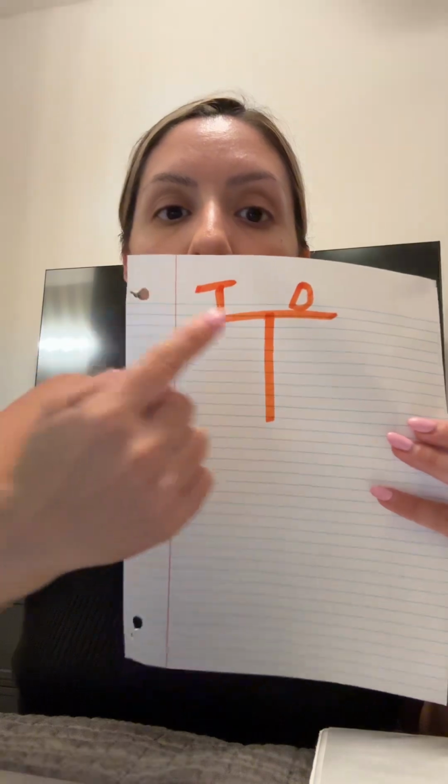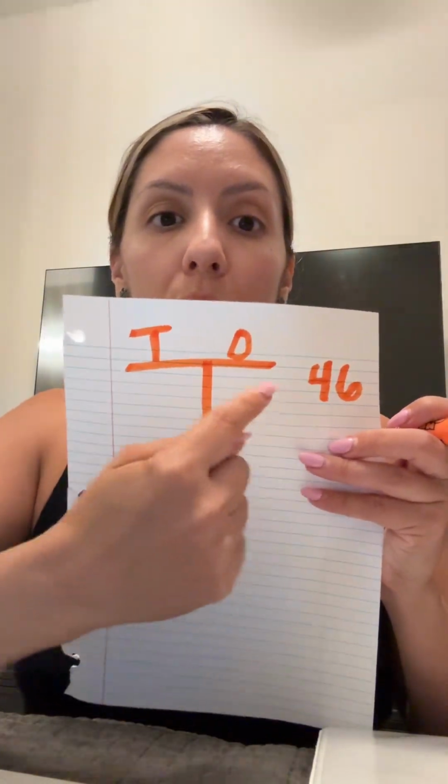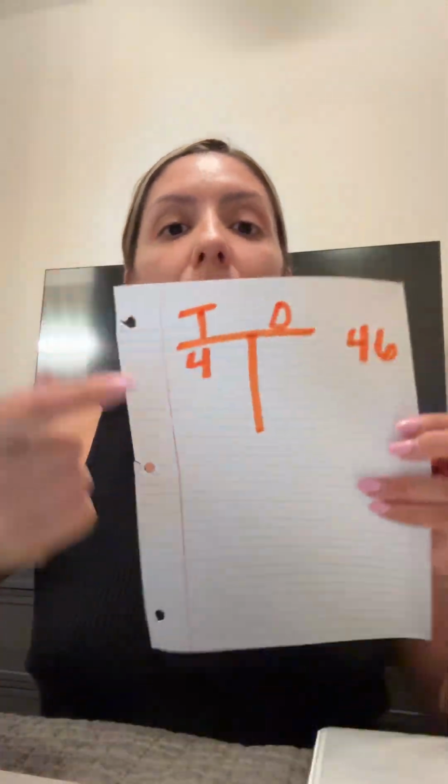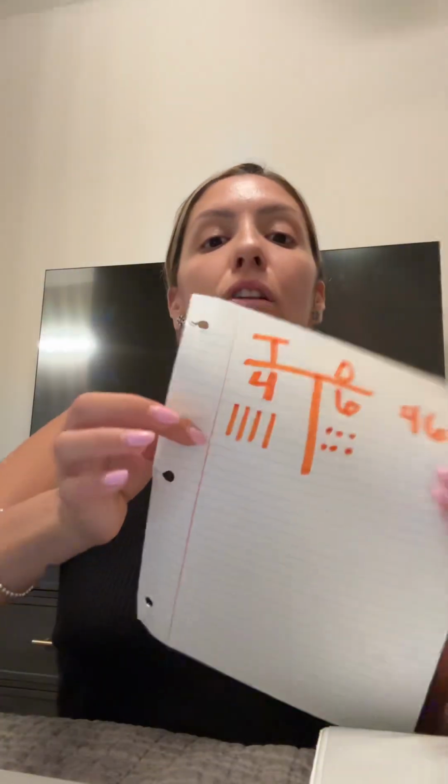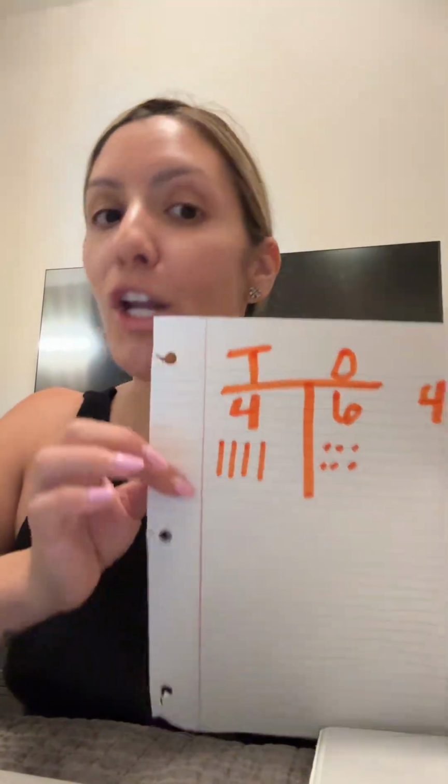So tens and ones. If I have, let's play with our number 46 again, the 4 is going to go on my T, and the 6 is going to go on the O. And that helps me, again, break it apart. Great work. And I'll show you a quick visual before we finish off. So 46. Again, great work.